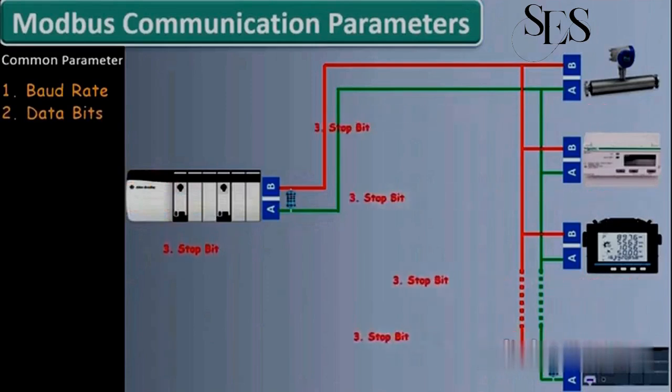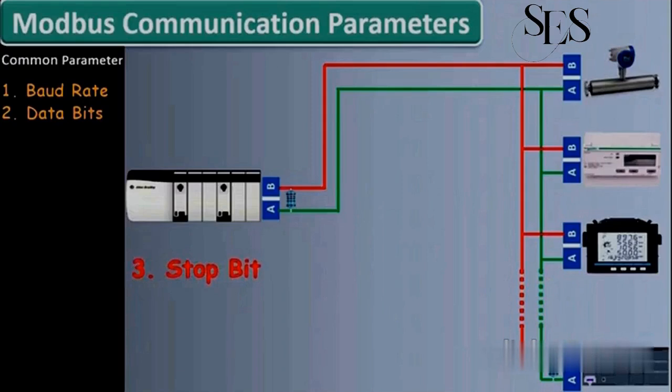The third common parameter in RS485 communication is the stop bit. All the devices in the same RS485 network must have the same number of stop bits. Stop bit is used for detecting the end of a frame. When a receiver receives data, it must know when the frame or the data has ended. There are two options for stop bits: 1 or 2.